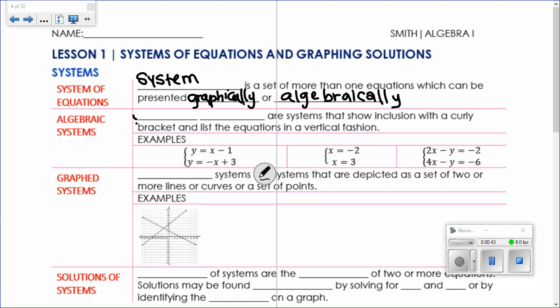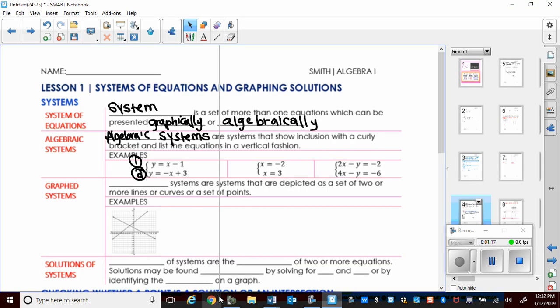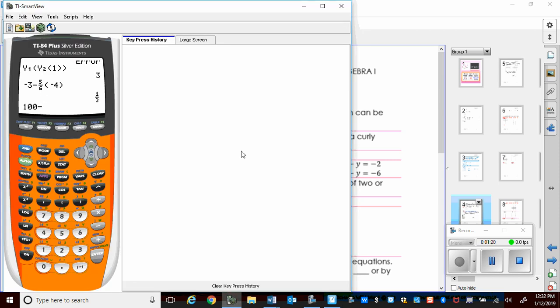Now, algebraic systems show inclusion with curly brackets and list the equations in vertical fashion. So usually we just list the equations. So this is equation 1, y equals x minus 1. And this is equation 2, y equals negative x plus 3. So what we're going to do is go to our graphing calculator real quick and put these equations in.